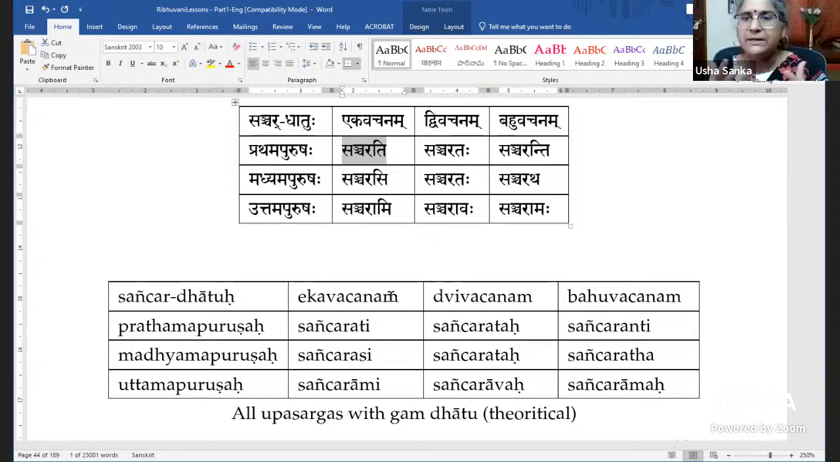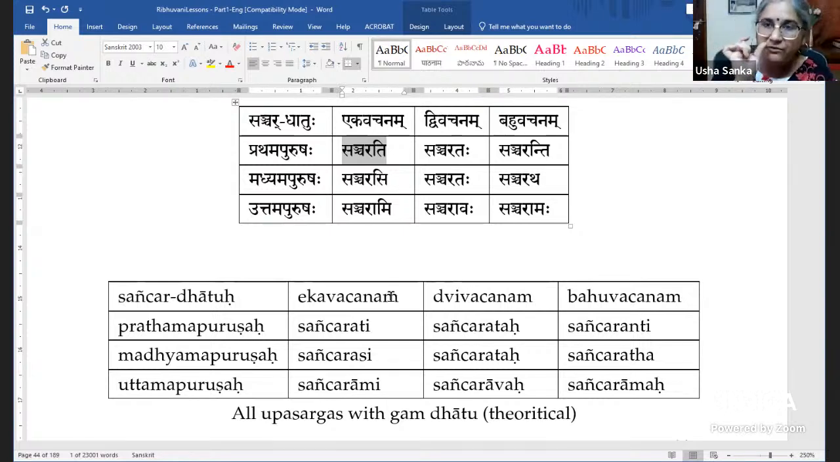So I tell my students a midway answer. There is a meaning, there isn't a meaning. Be ready for both. You can't say it is all coming out from the upasarga. You can't say it is all because of the dhatu. You cannot rest on one place. So upasarga has a meaning, upasarga has not a meaning. When it has a meaning, we will try to work out what possible meanings are there. But sometimes it goes beyond our imagination.